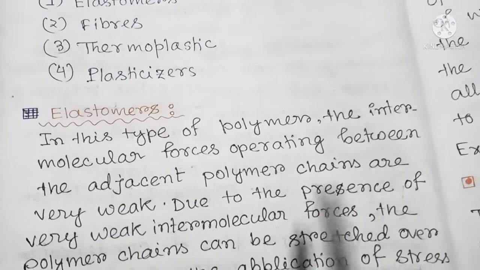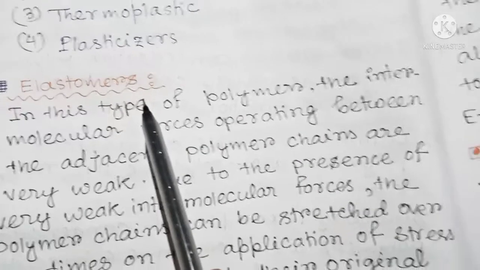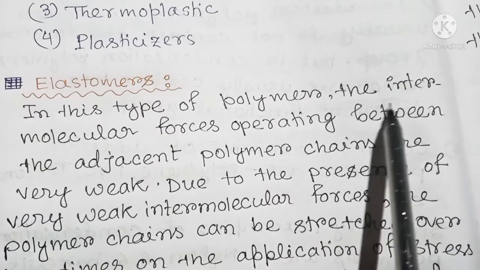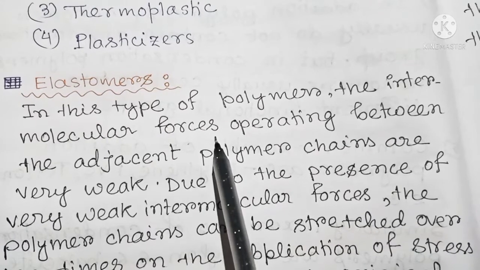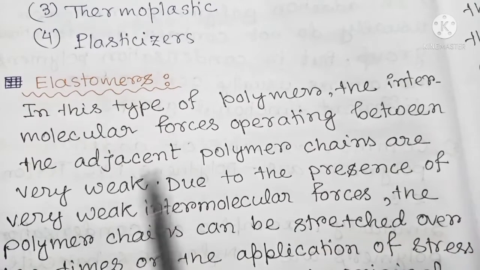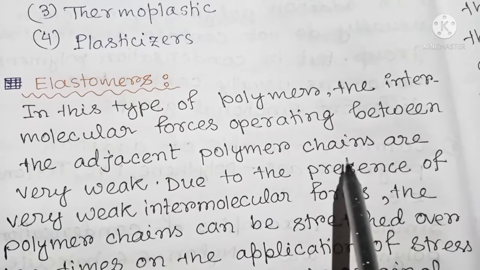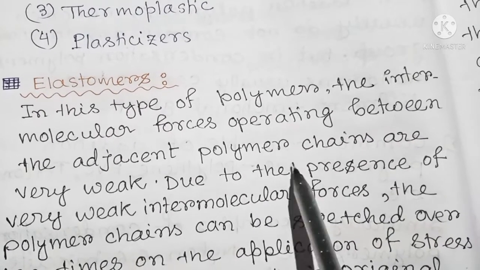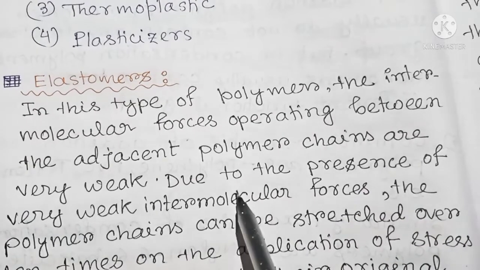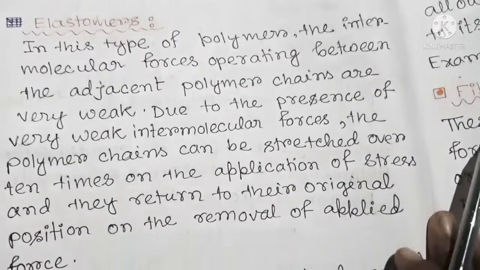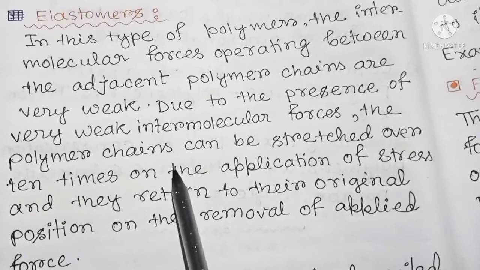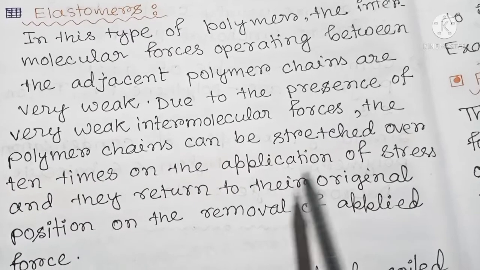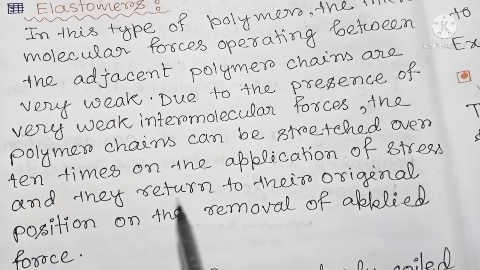In this type of polymers, the intermolecular forces operating between the adjacent polymer chains are very weak. Due to the presence of very weak intermolecular forces, the polymer chains can be stretched over 10 times on the application of stress, and they return to their original position on the removal of applied force.